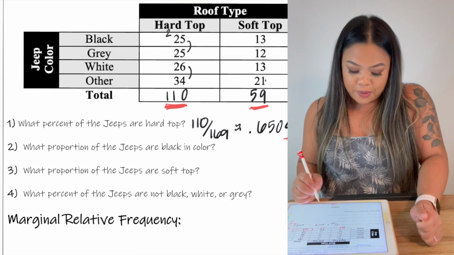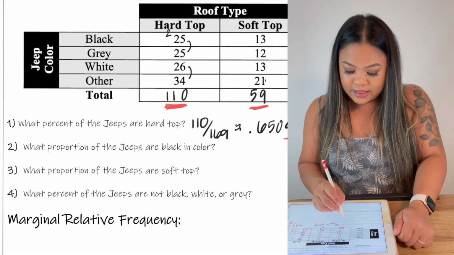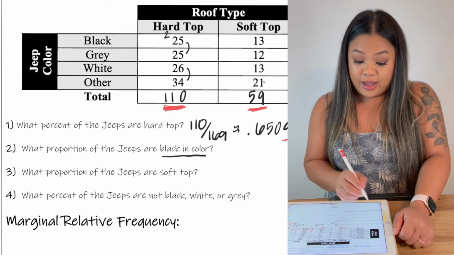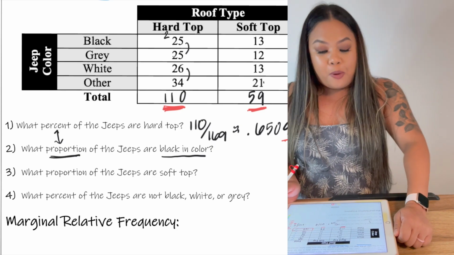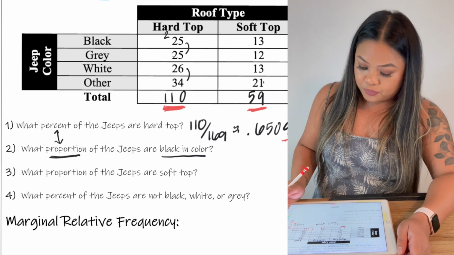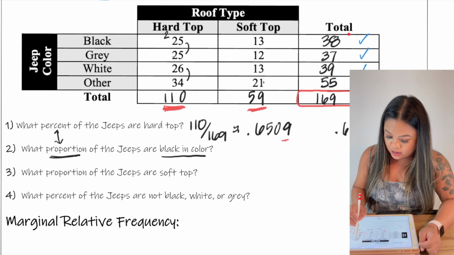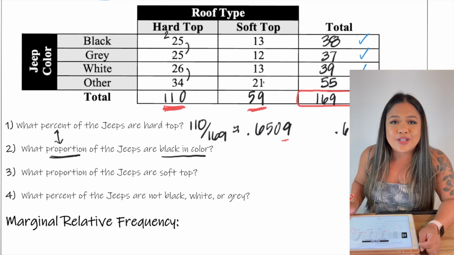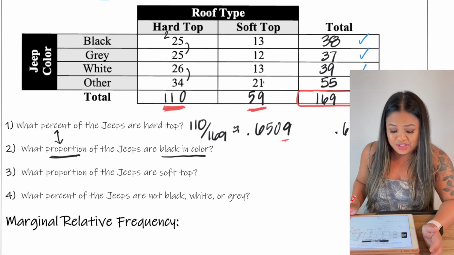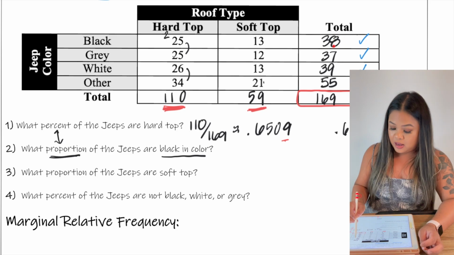Number 2, what proportion of the Jeeps are black in color? So what is it asking us? It's asking us what proportion, which again is a fancy word for percent. These are the same things, okay? So where will I find the total number of black Jeeps? I hope you're saying here, Miss K, the 38, which is the total for number of black Jeeps. It didn't ask you about hardtop. It didn't ask you about soft top. It's just asking you what the total black Jeeps are. So the total, hard and soft top, don't matter. We just care that it's black, and that is going to be 38.